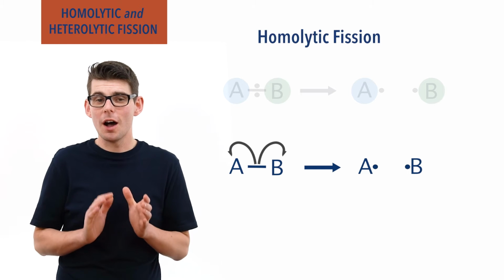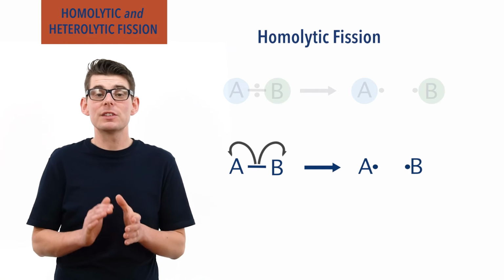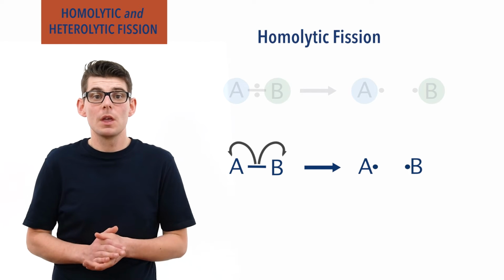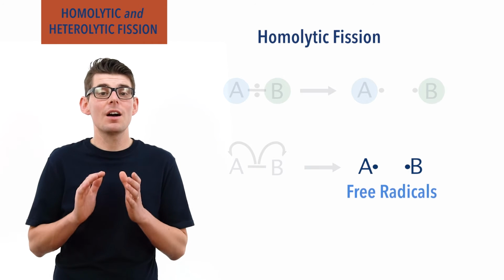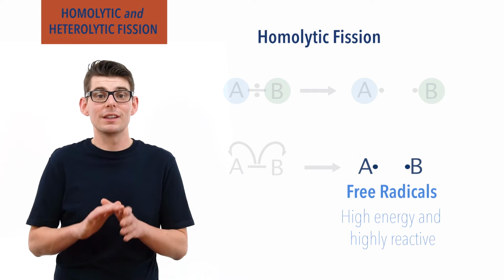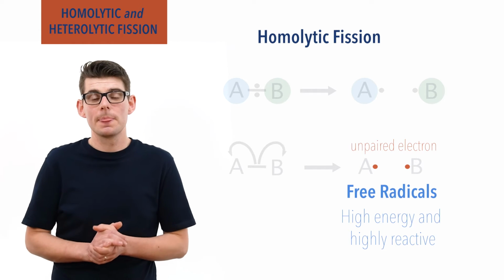Unpaired electrons are high-energy things in chemistry, and the species that get formed here are very unstable as a result. We call them free radicals, and they are highly reactive. The unpaired electrons are shown as a large dot on each atom.